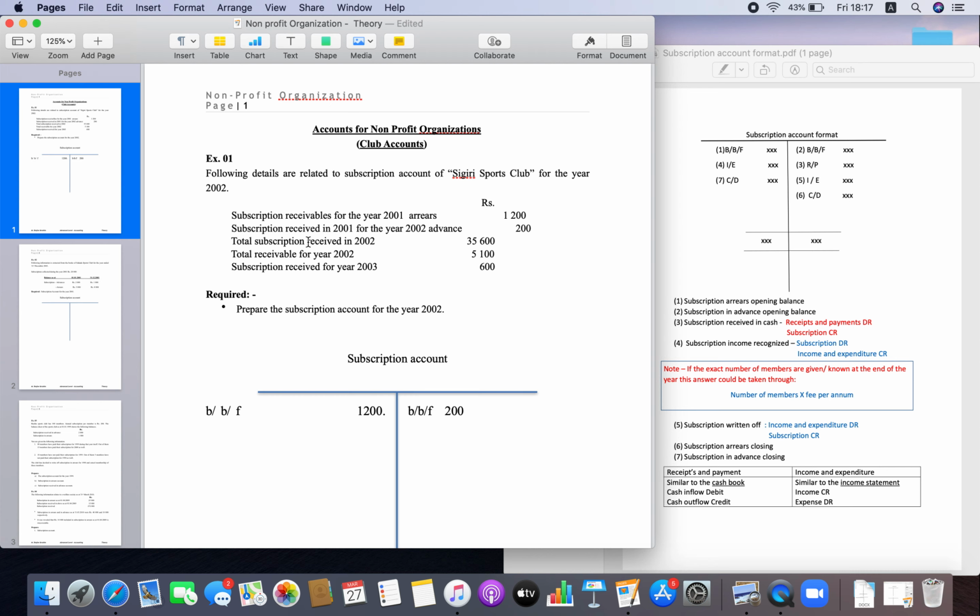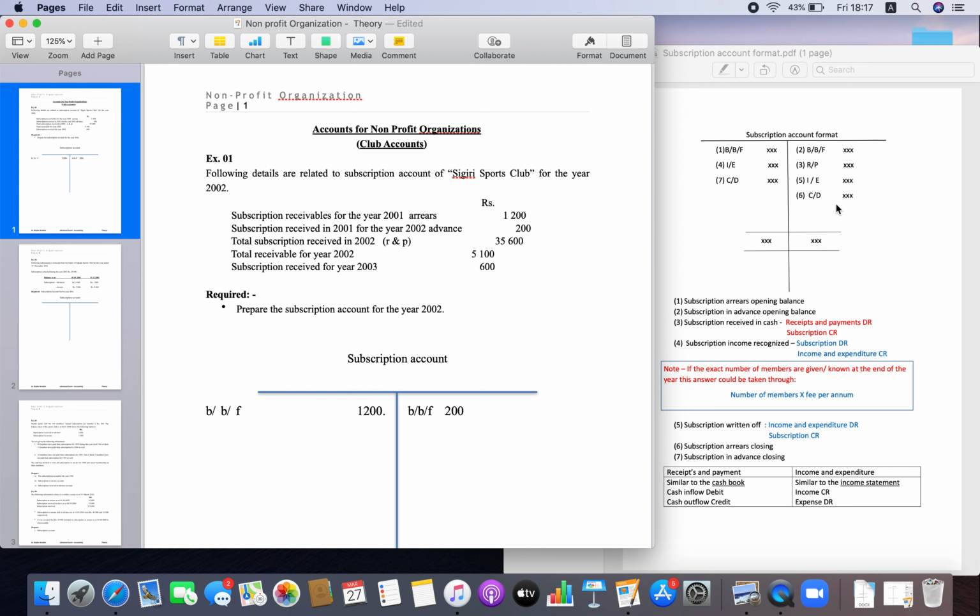Total subscription received, right? I want you to underline the word received over here, right? Now remember, the moment they tell received, received is obviously where you get cash, so therefore that will always be your receipts and payments, right? So these are the keywords what you have to pick up when you do a question. That is, the moment that they tell receive, they're talking about cash. So cash means in this chapter it's about receipts and payments, right?